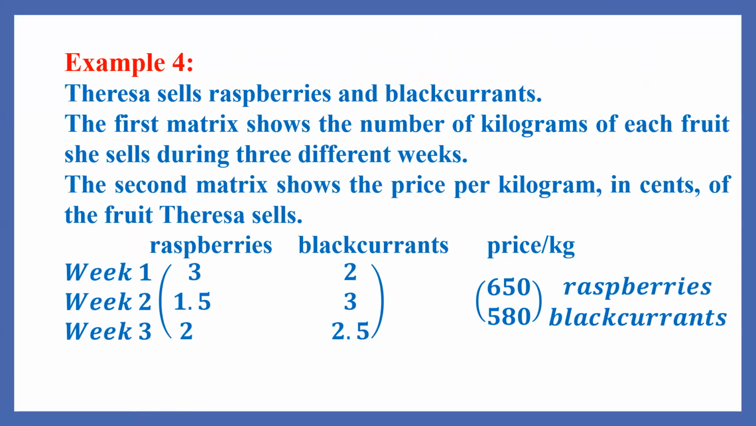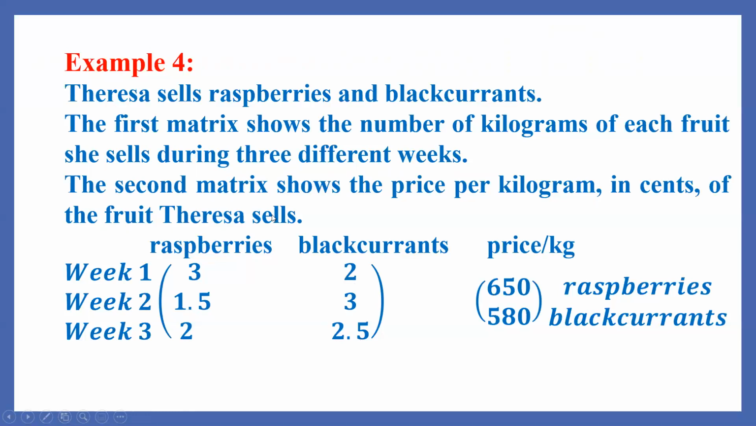Example 4. Teresa sells raspberries and black currants. The first matrix shows the number of kilograms of each fruit she sells during 3 different weeks. So this is the matrix. You have a number of kilograms of raspberries sold in the 3 weeks, the number of kilograms of black currants sold during the 3 weeks.